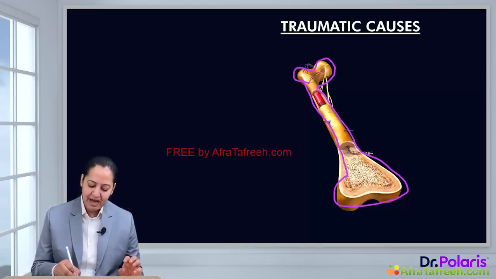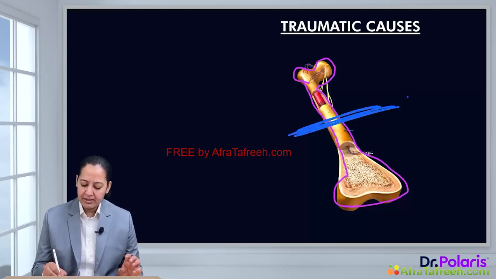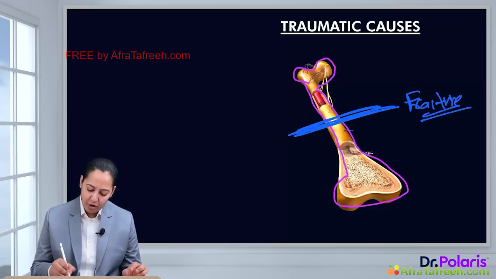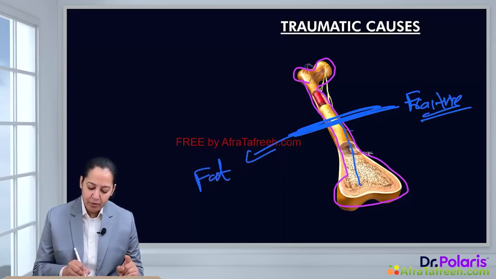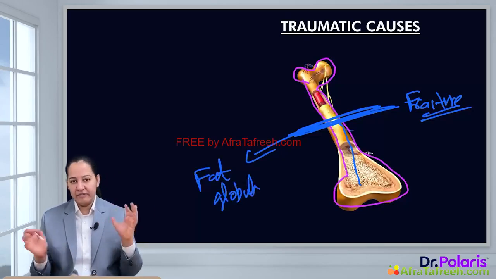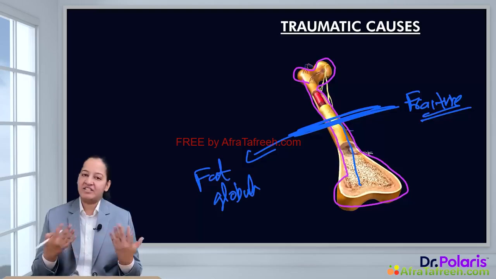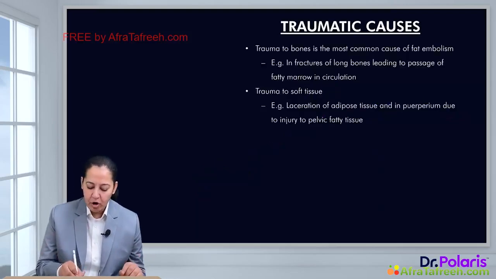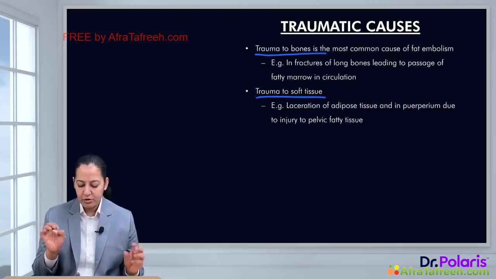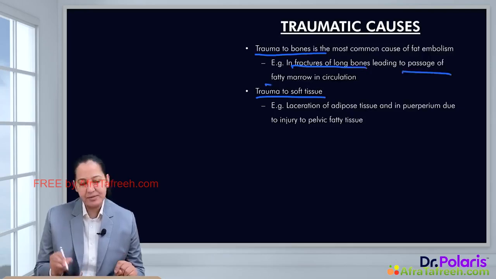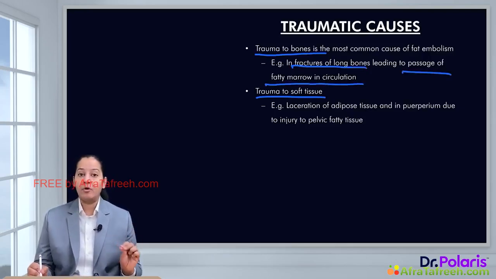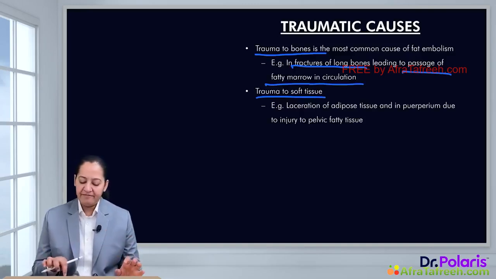Now imagine this person is having a fracture of a long bone. Since the long bone got fractured, the yellow bone marrow will leak into the blood. The yellow bone marrow contains fat, so fat globules will come into the blood, they will clump together and produce the fat embolism. So this is the traumatic cause: trauma to the bone or trauma to the soft tissue. Due to the fracture in the long bone, fatty marrow passes into circulation. Fatty marrow is the yellow marrow containing fat globules, and they will clump together and form a fat embolism.